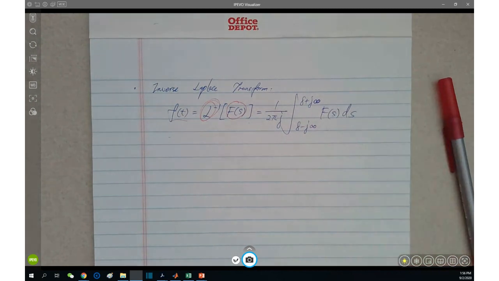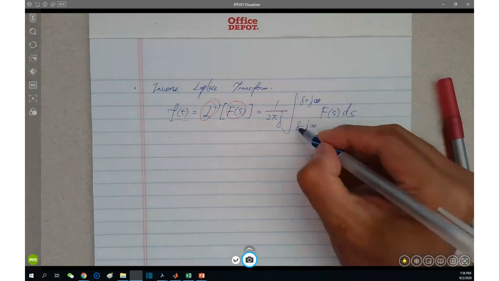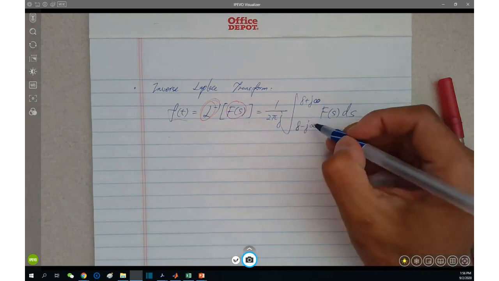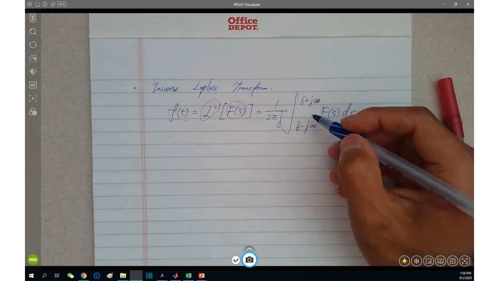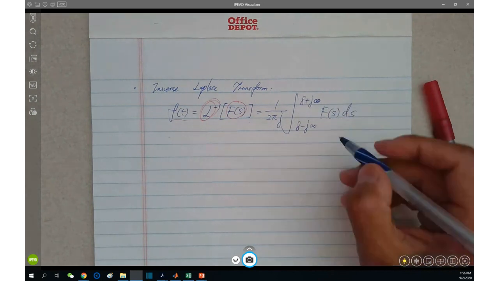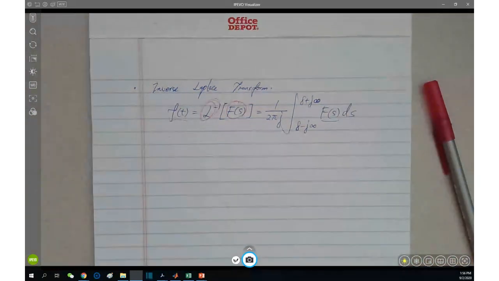Okay, it's the integral from sigma minus j infinity to sigma plus j infinity of this transfer function F of s. Also, we have an inverse Laplace transform table to use. Generally speaking, we don't have to go this far.